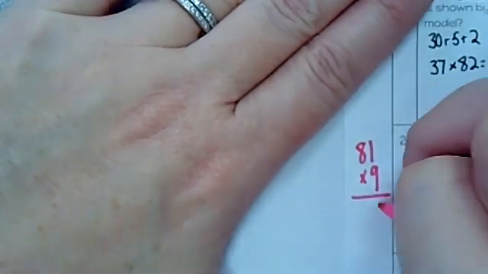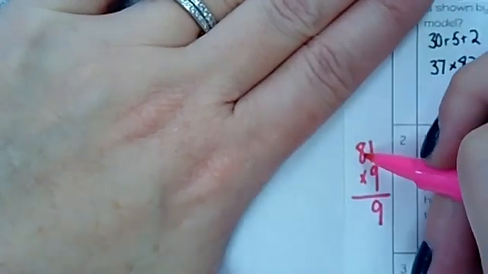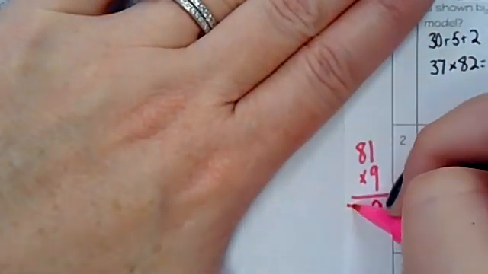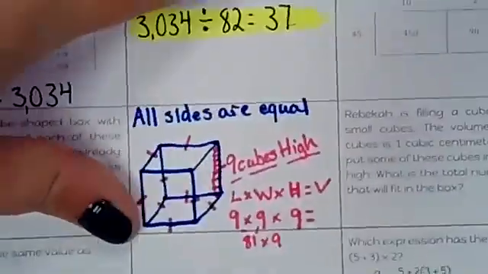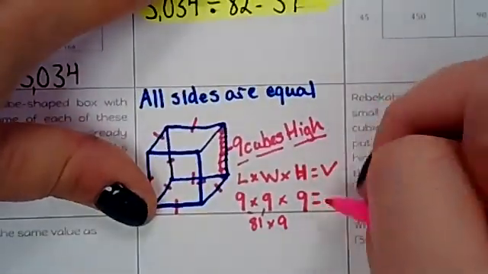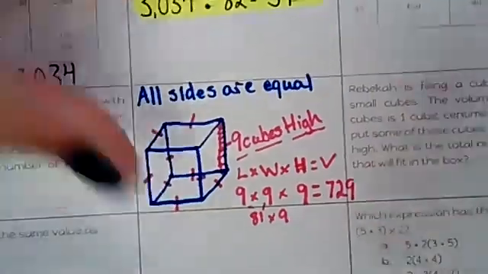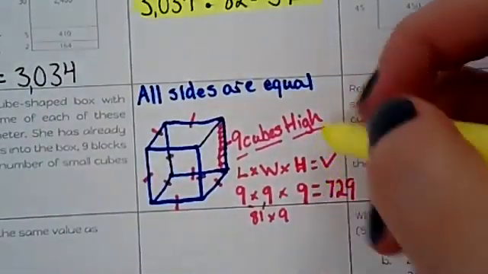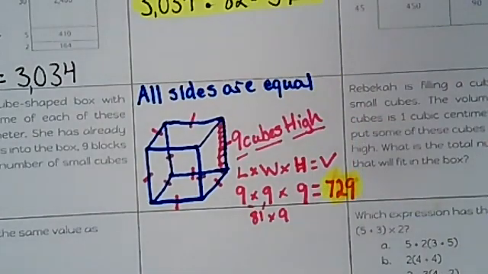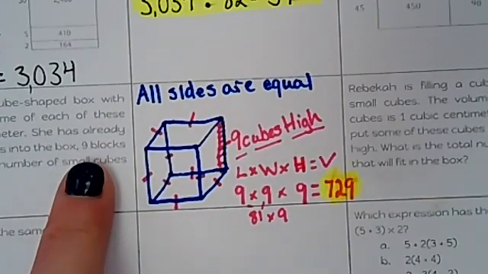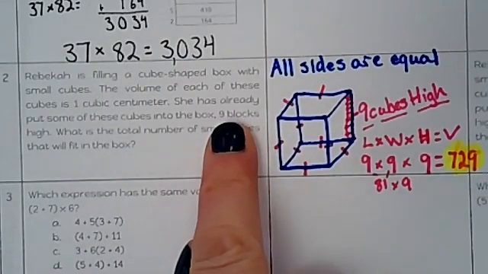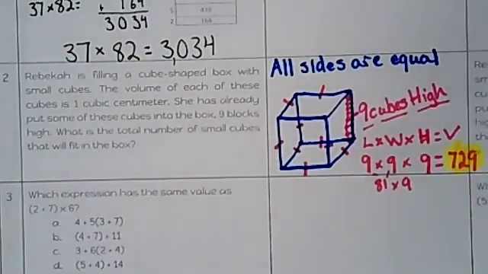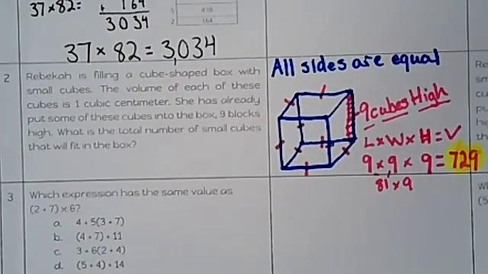9 times 1 is 9. 9 times 8 is 72. So there we are, 729. So you're going to come right over here, and where it says volume, you're going to write 729 because 9 times 9 times 9 is 729. You guys are geniuses. Okay. Cool? Cool. So even though you only know that it's 9 blocks high, that's okay. Because if you know the height, you know all the sides because all the sides are equal in a cube. All right, next one.